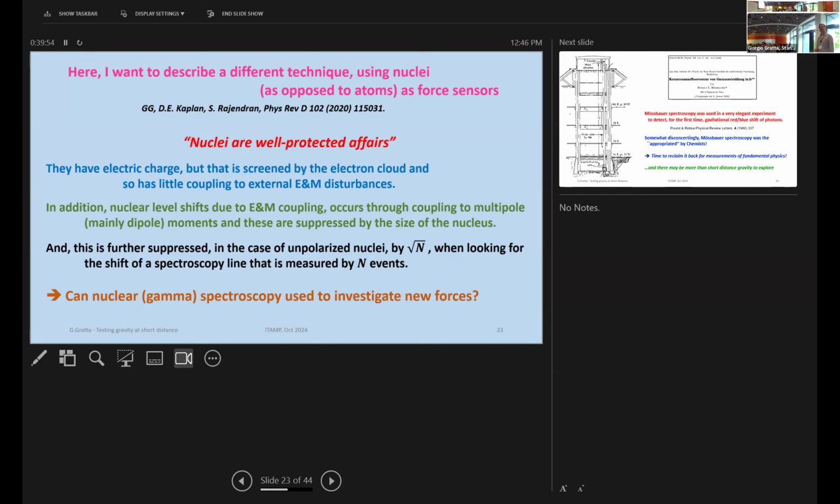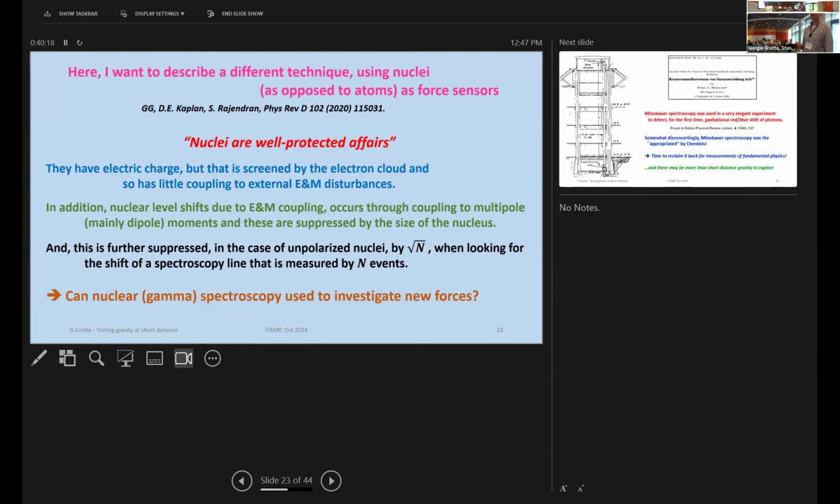And so the idea is that nuclei are much better probes because they are shielded. The electron cloud shields them well. In addition, they have much smaller dipole and multipole moments. And anyway, since they are unpolarized, everything, even the residual interaction, scales with the square root of n, where n is how many nuclei you're looking at.